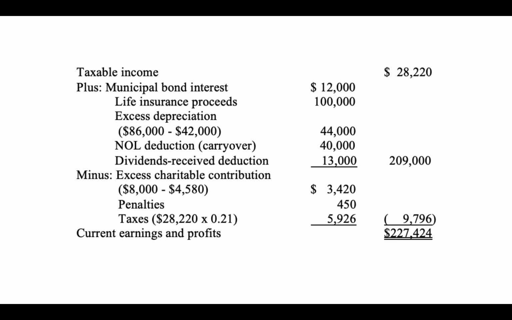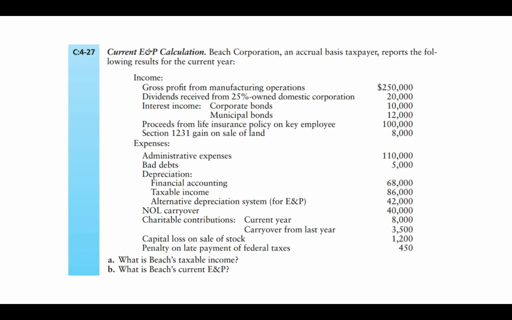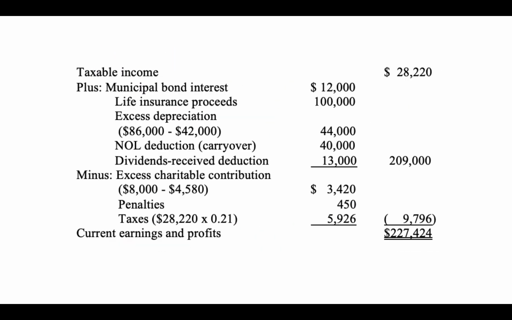All right, so we start with our taxable income and we add back the municipal bond interest. That increases our economic wealth. We add back life insurance proceeds. We add back the excess depreciation. Remember over here, we are allowed to take depreciation for tax purposes at an accelerated rate, but for earnings and profits, we have to use the alternative depreciation system. So we need to add back the difference. We had too much expense, and that's what we're doing here on this excess depreciation.